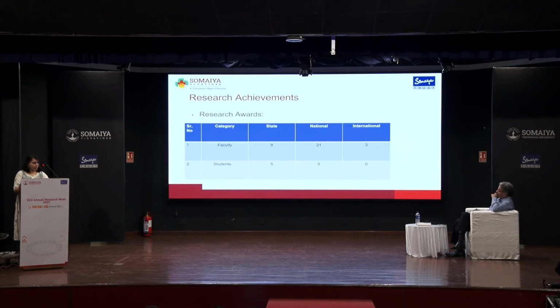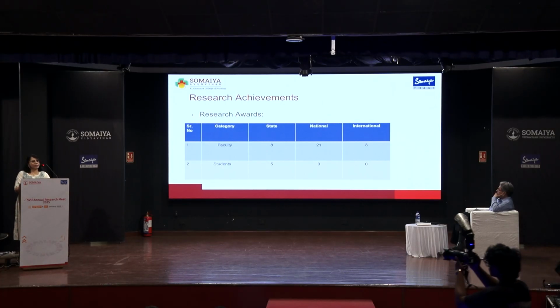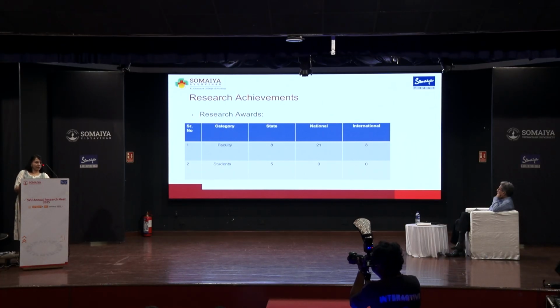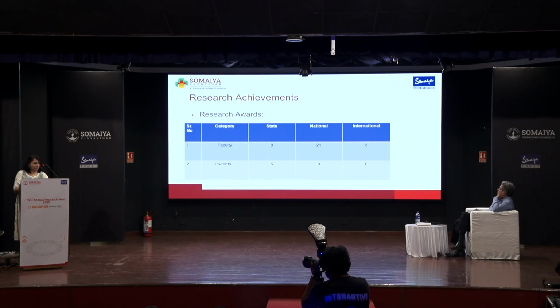These are certain awards that have been received for research by the faculty. At state level, the faculty have received 8 awards, 21 at the national level and 3 at the international level. And students have received 5 awards at the state level.